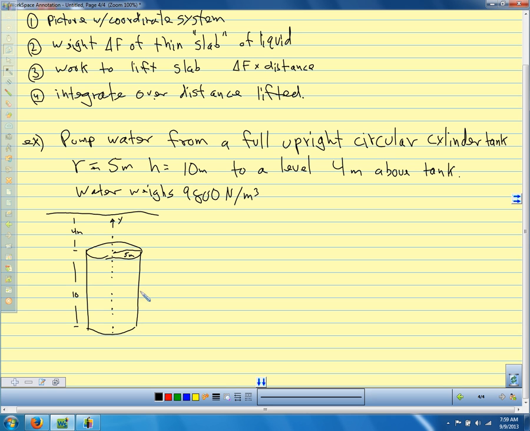And we're going to divide this liquid into little slabs. So here's my little slab of liquid sitting there in a tank. I'm going to call the little thickness delta y or dy, either one. This little slab is at a height y above the ground.